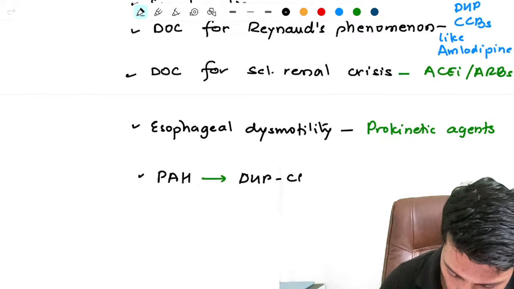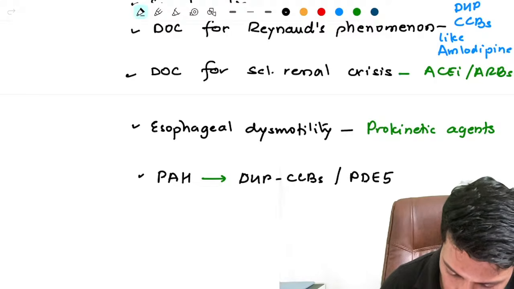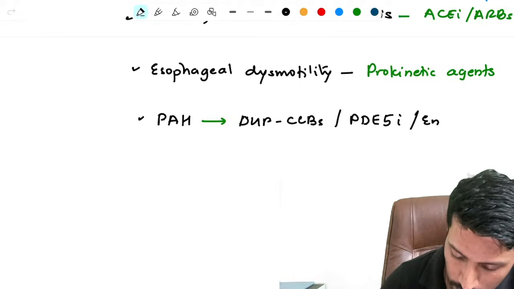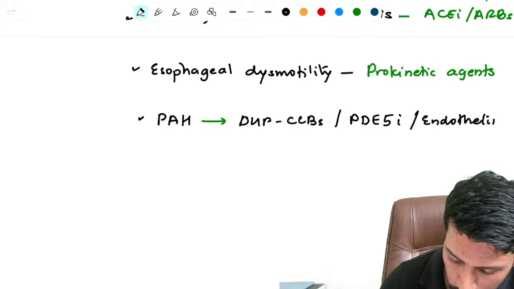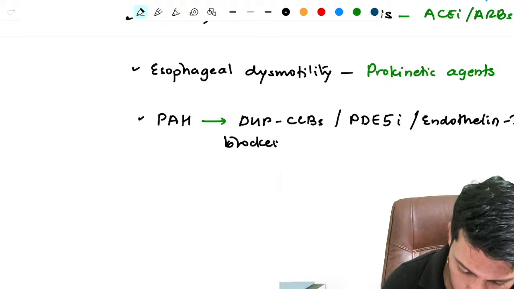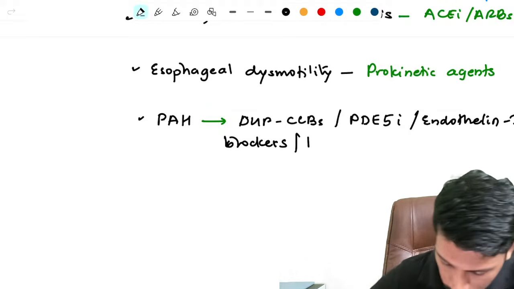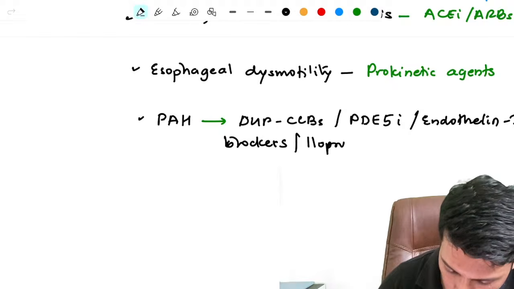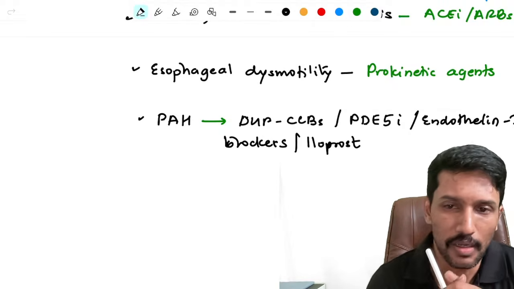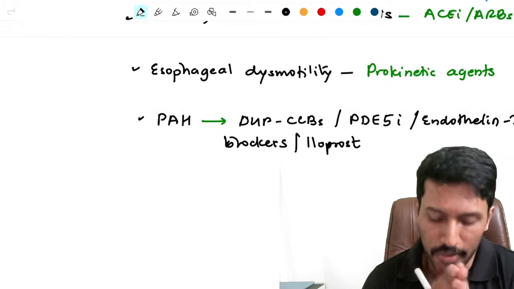dihydropyridine calcium channel blockers. And if they don't work, phosphodiesterase 5 inhibitors like sildenafil, tadalafil. Then we have endothelin 1 blockers like bosentan, ambrisentan. Then we have iloprost. So the list goes on. I think more we have discussed when we spoke about the pulmonary hypertension. So these drugs can be used if patient has got pulmonary arterial hypertension.